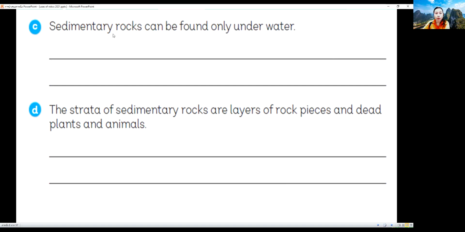Just look for sedimentary rock, page 94. Can it be found only underwater? Is it a sedimentary rock? If your answer is yes, then don't write anything. If your answer is no or wrong, you just need to write here the correct sentence to make this right or correct.